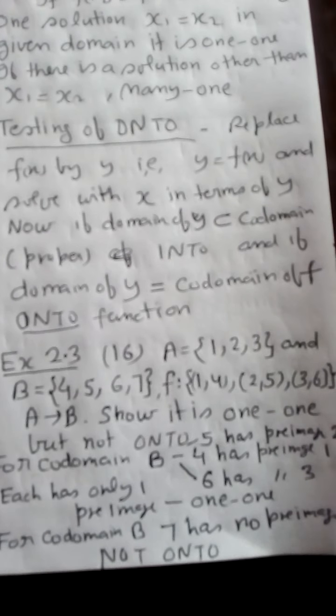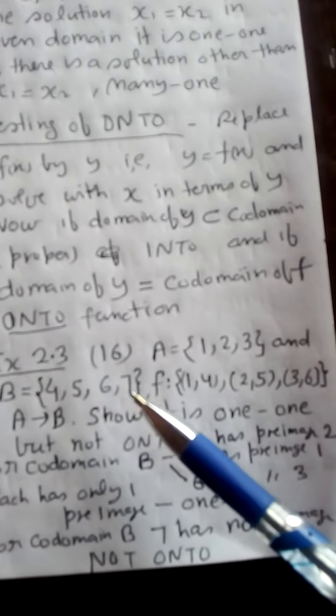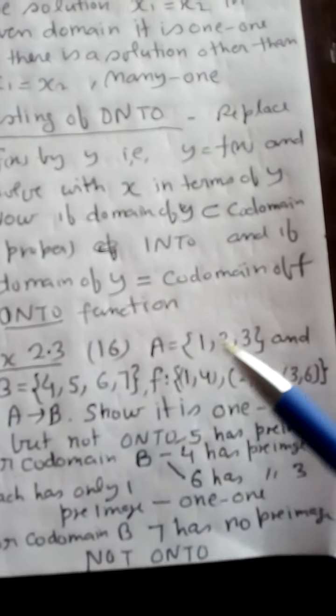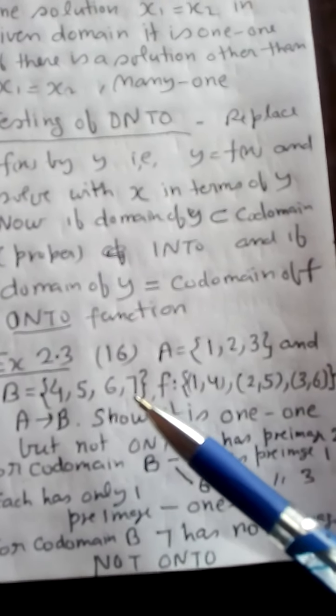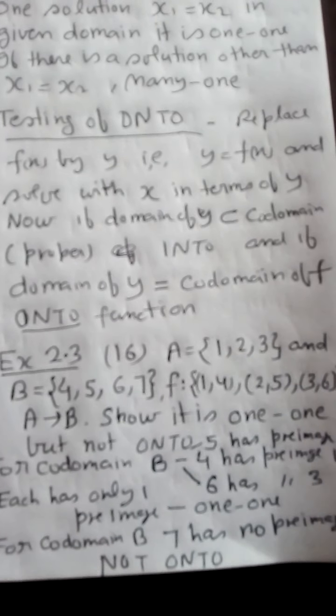Whether it is onto or not: 4 has image 1, 5 has image 2, 6 has 3, right? But 7 has no pre-image, right? So because 7 does not have a pre-image in domain, it is into.